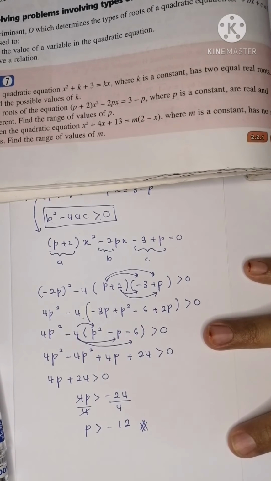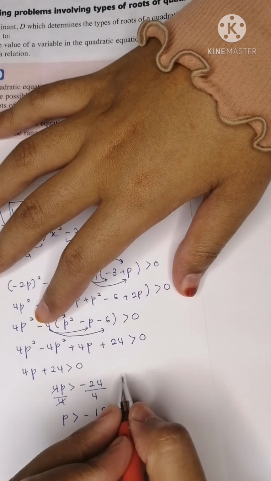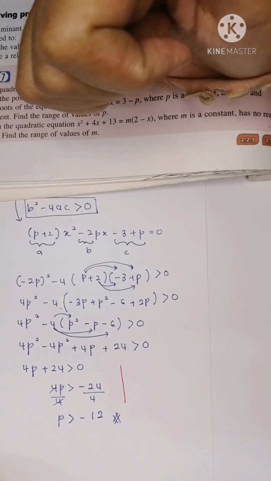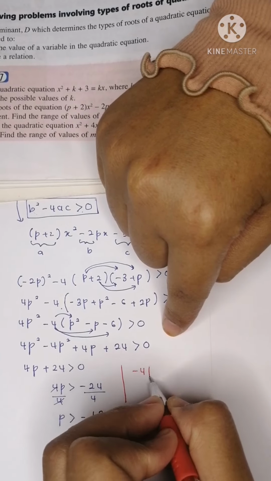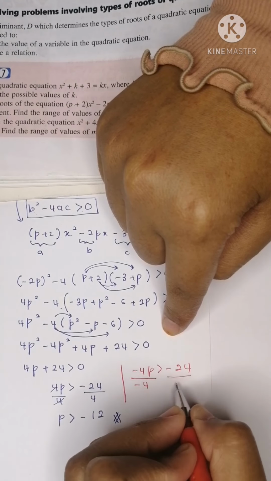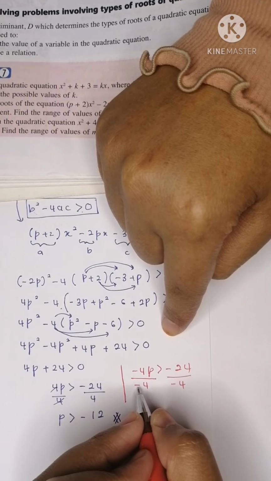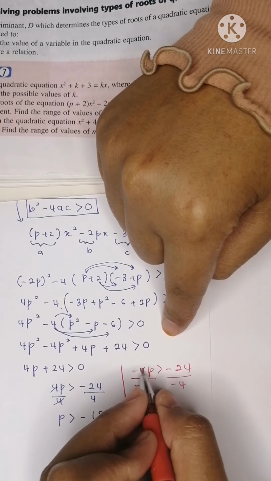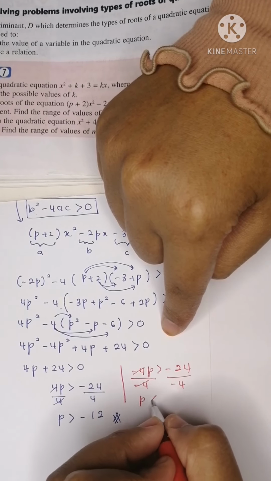Now some additional information here, which I think some of you will not remember. If there is negative 4p greater than negative 24, where this one is negative 4, you need to divide by negative 4, right? If it involves a negative, it means the symbol here you need to change. So you need to change from greater than to less than.